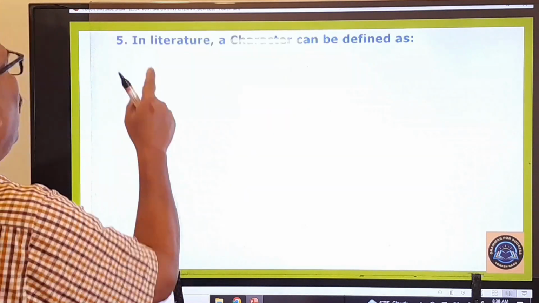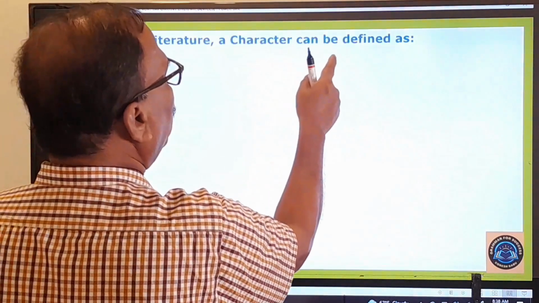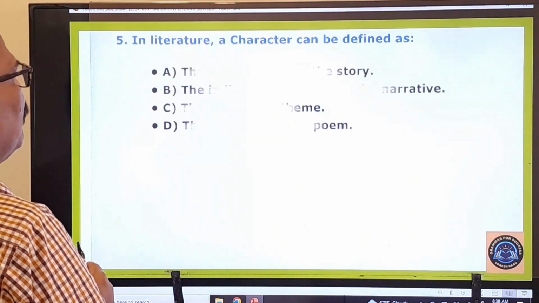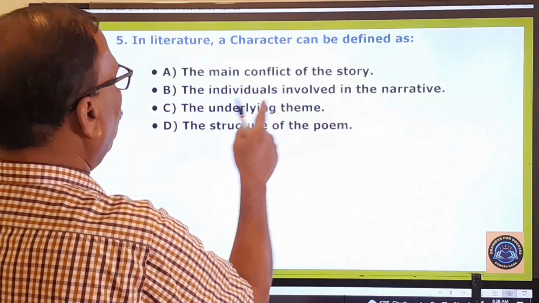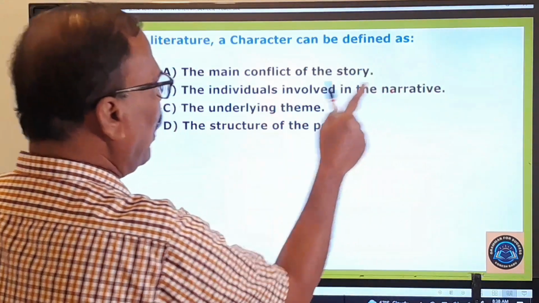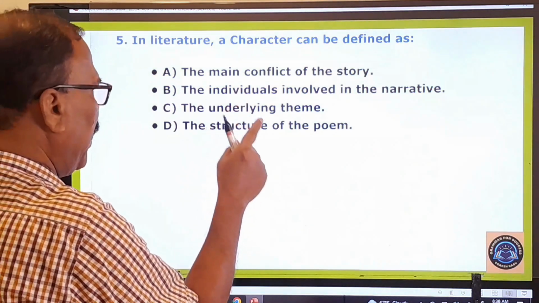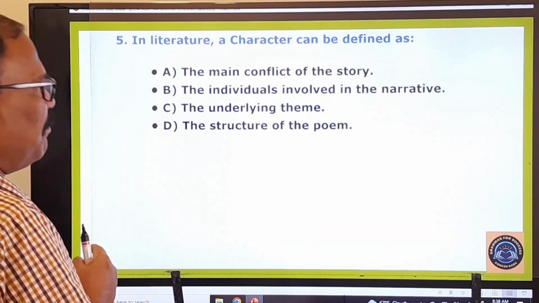Right. In literature, a character can be defined as the main conflict of the story, the individuals involved in the narrative, the underlying theme, the structure of the poem. Right.